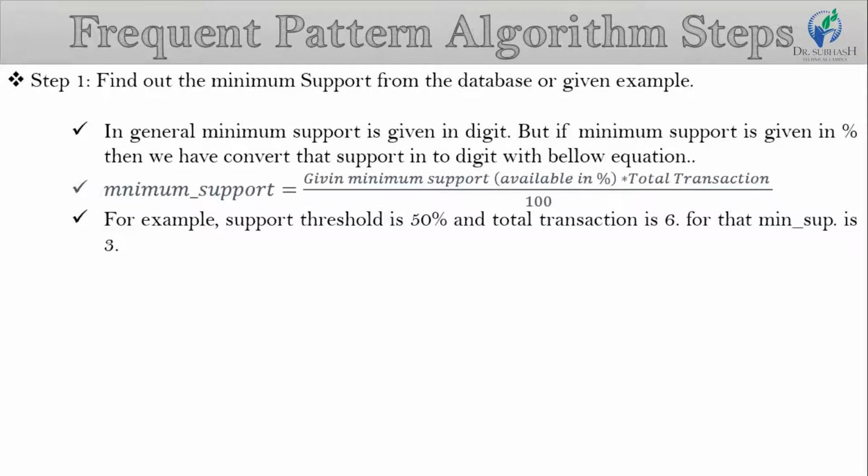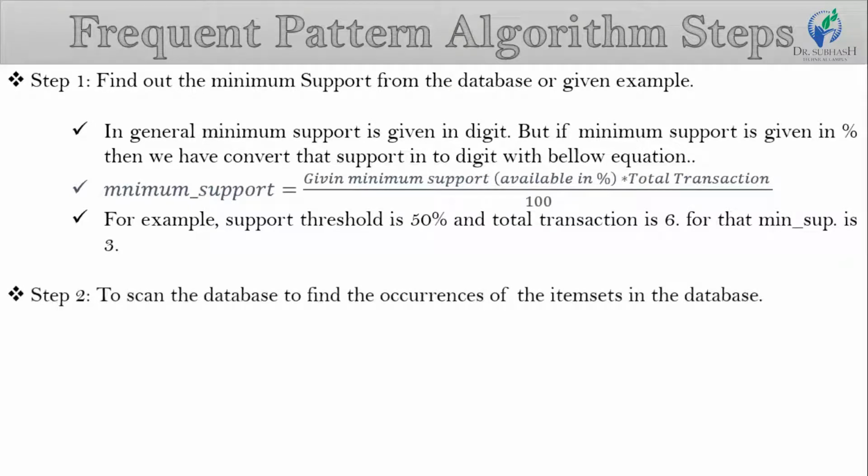Now the next step is to scan the database to find the occurrence of the item sets in the database. This step is the same as the second step of Apriori. The count of one item set in the database is called the support count or frequency of the item set.